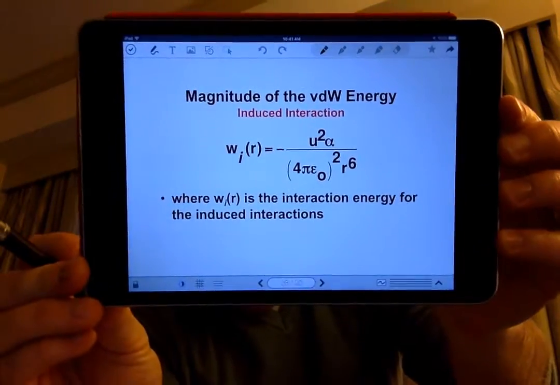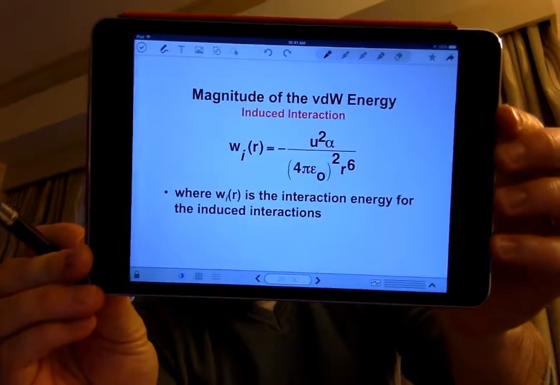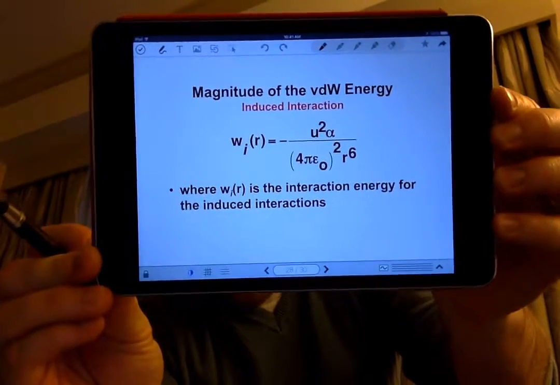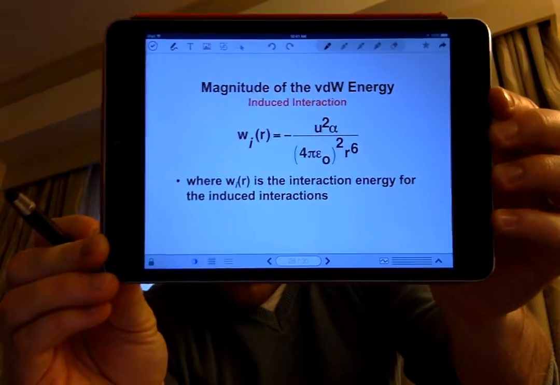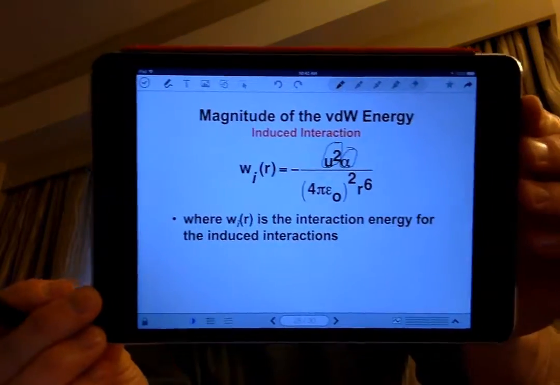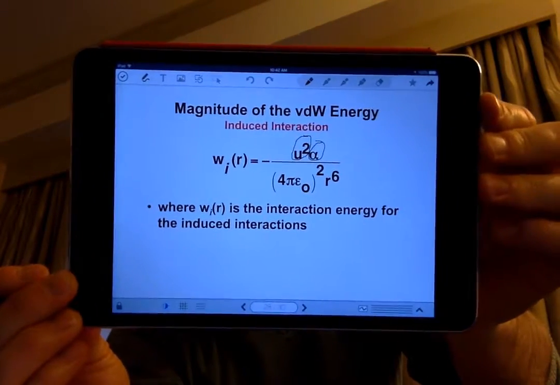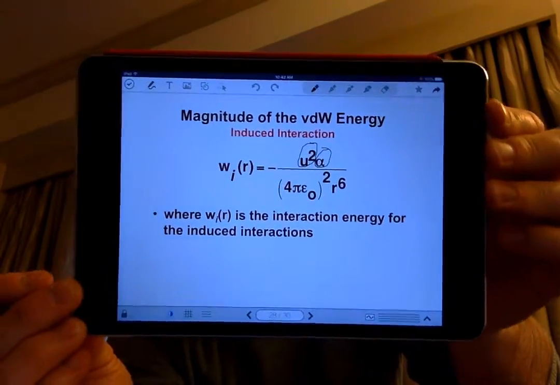And then finally we have an induced interaction. So we have again the energy of the induced, Wi as a function of r, which is now the dipole moment u squared times the polarizability. So we have one molecule that has a dipole moment, and another molecule that has a polarizability. Remember, induced is a dipole interacting with a nonpolar molecule.